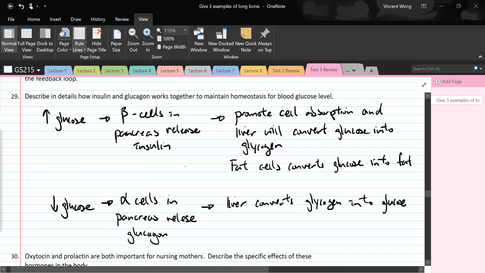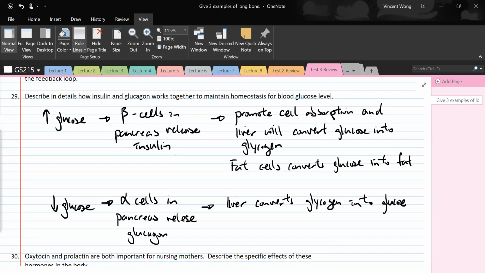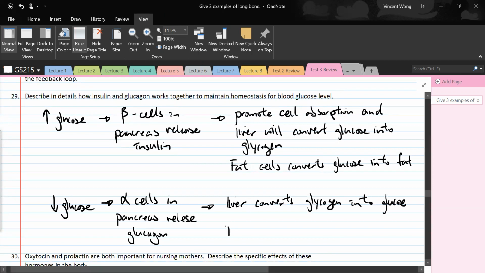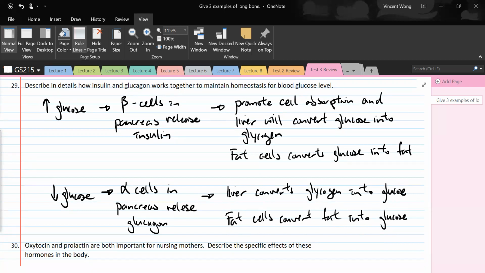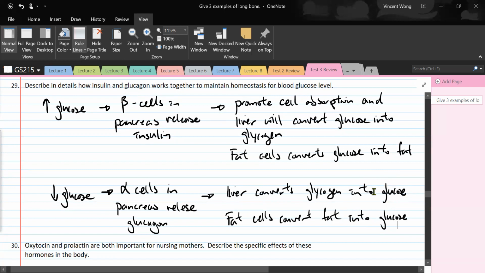Okay, and if you are experiencing low glucose level for a prolonged period of time, then the fat cells will also convert fat into glucose. Okay, this usually doesn't happen right away. You have to be starving for maybe a few days before your body does that. You usually tap into your short-term storage reserve before you go into your long-term storage, right?